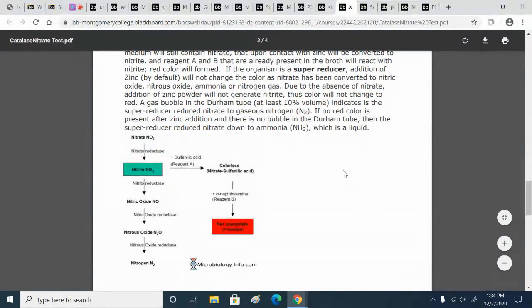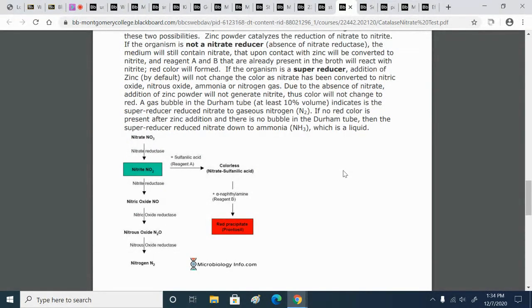So if you add nitrate A and B and the tube turns red, that's positive. If there's no red color and you add zinc and then the tube turns red, that's negative because the zinc did the reducing, not the bacteria. And if you add zinc and there's still no red color, then the organism is a super reducer and is also positive for nitrate reductase.